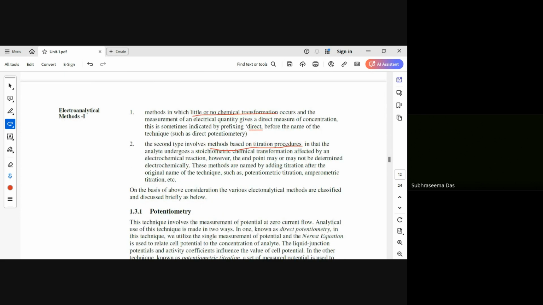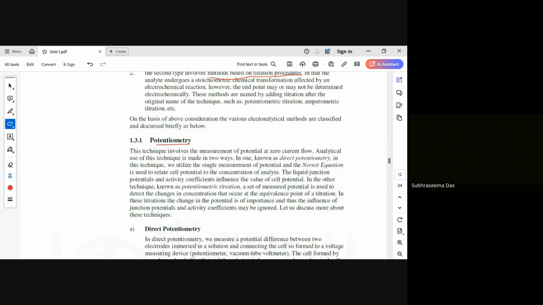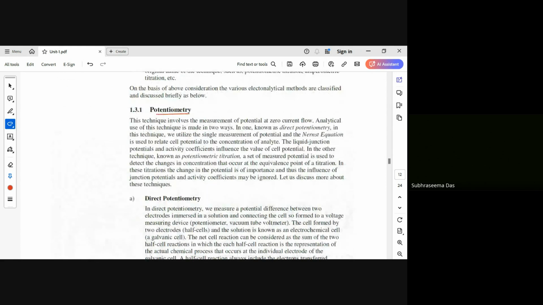On the basis of this, various electrochemical methods have been briefly described, like potentiometry. As the name implies, potentiometry measures the potential. Now potentiometry, in one case, is known as direct potentiometry. In the second case, we call it potentiometric titration. When the titration is involved, it is called potentiometric titration. Now in both cases, the potentiometric titration is more accurate and more precise.